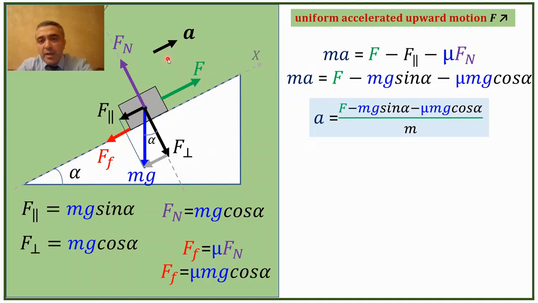And from here, ma equals force minus force parallel, and in this case force parallel is negative because it becomes a friction force and opposes the object going in the upward direction. And ma is minus mg sine alpha and minus mu mg cos alpha. From here we can find a, equal to this equation.